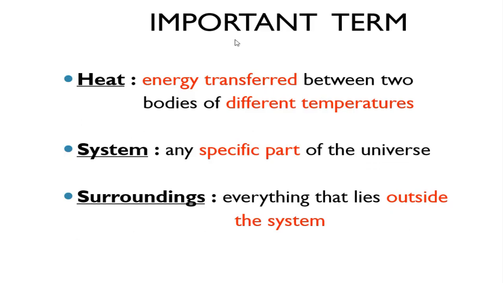So we have to know certain important terms. First is about heat. Heat actually is the energy transfer between two bodies of different temperature. Maybe A with 60 degrees Celsius and then B with 20 degrees Celsius. So the heat from the 60 degrees Celsius will transfer to the 20 degrees Celsius. So the 60 degrees Celsius decreases and then the 20 degrees Celsius increases. So this means energy transfer. System is any specific part of the universe and surrounding is everything that lies outside the system. So we can say that system plus surrounding is equal to the universe.